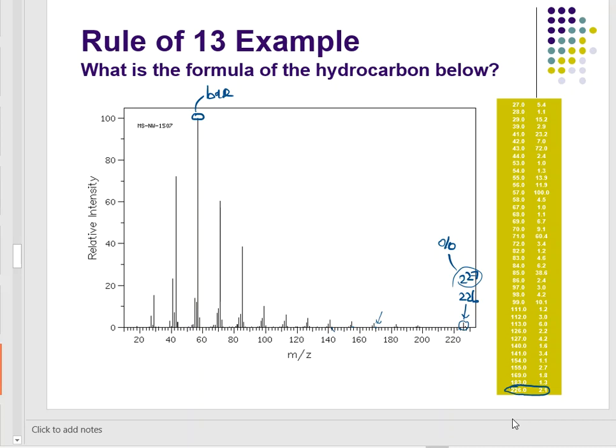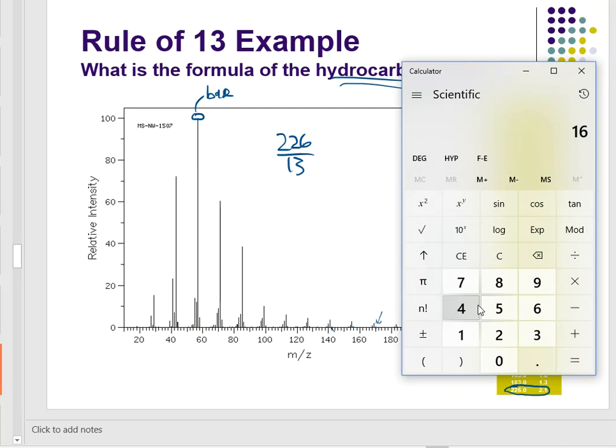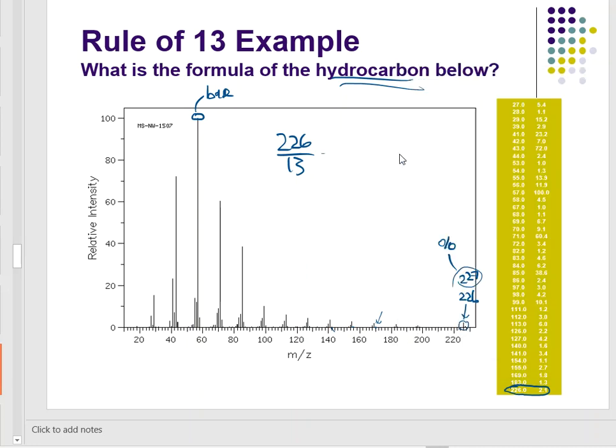But I can use rule of 13 here, especially because they told me it was a hydrocarbon. So I'm going to take 226 and I'm going to divide by 13. All right, so I'm going to bring up the calculator. 226 divided by 13, and I hit enter. And I get 17.384.